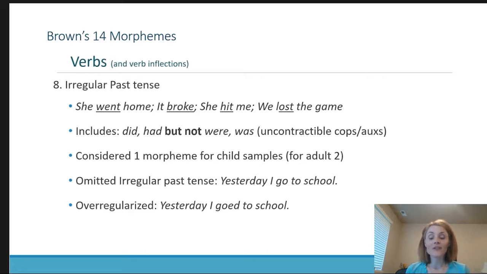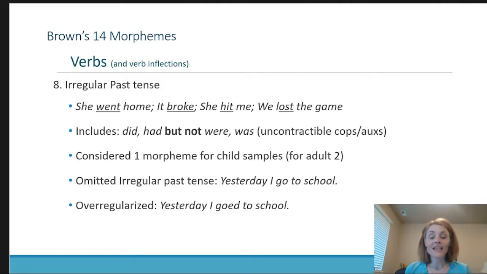And our next morpheme is the irregular past tense. So this is how irregular verbs are inflected for past tense. So for a regular verb like walk, we add -ed to mark the past tense, walked. And on an irregular verb, it has a few different types of forms that it takes. So these would be verbs like went, broke, hit, or lost. So it's irregular because the regular rule would be to add -ed. So if we had the verb to lose, if it were regular, it would be losed, right? But this is an irregular verb, so instead of losed, it says lost.